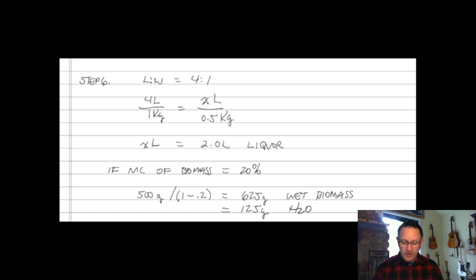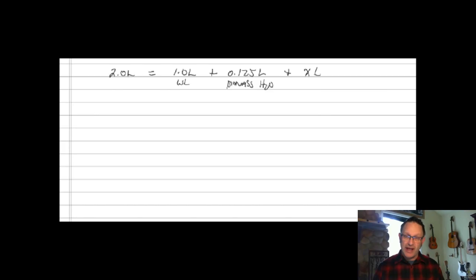Okay, so now we want to determine how much additional water we need to add to our cooking liquor to bring it up to the 2 liters so that we can hit our 4 to 1 liquor to wood ratio. So if we write out 2 liters equals our 1 liter of white liquor plus our 0.125 liters contributed from our biomass, what remains should be the makeup water that we need to add to ensure that we have our liquor to wood ratio correct. If you add and subtract all that up, we calculate that we need to add 0.875 liters of water.